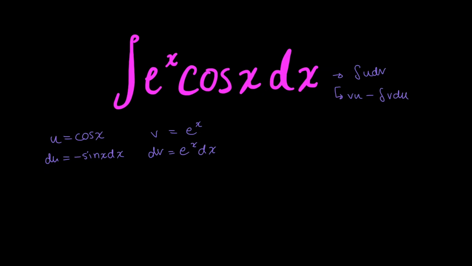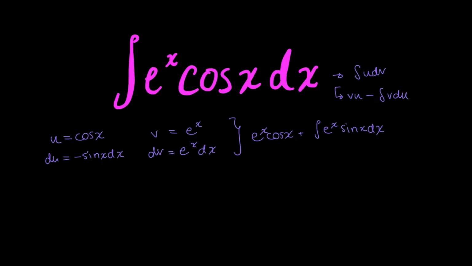So let's plug everything into our integration by parts equation. So v is e to the x times my u, which is cosine x, minus v, which is e to the x, and my du is minus sine x dx, but I'm going to take that negative out, and so it turns this minus sign into a plus, and it's multiplied by sine x dx. So now you already might be sensing some trouble from this integral, but let's just keep going.